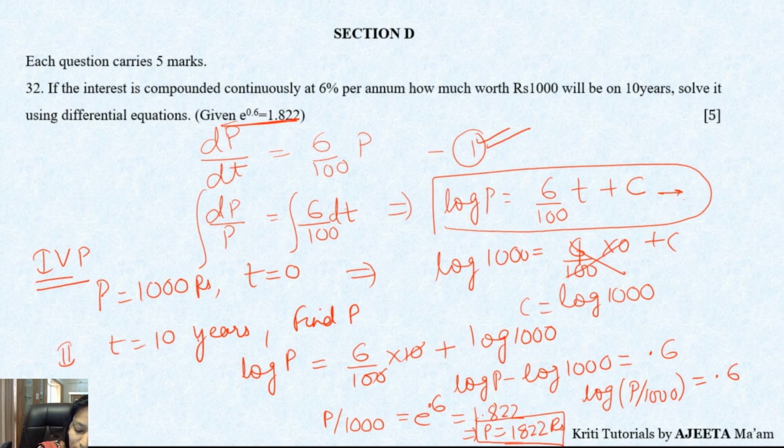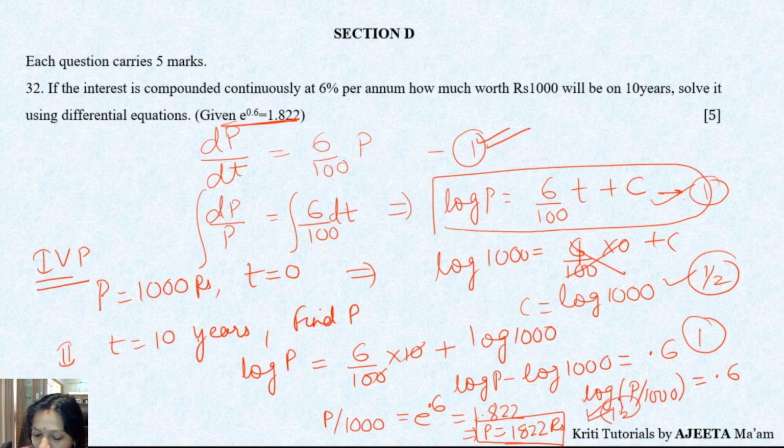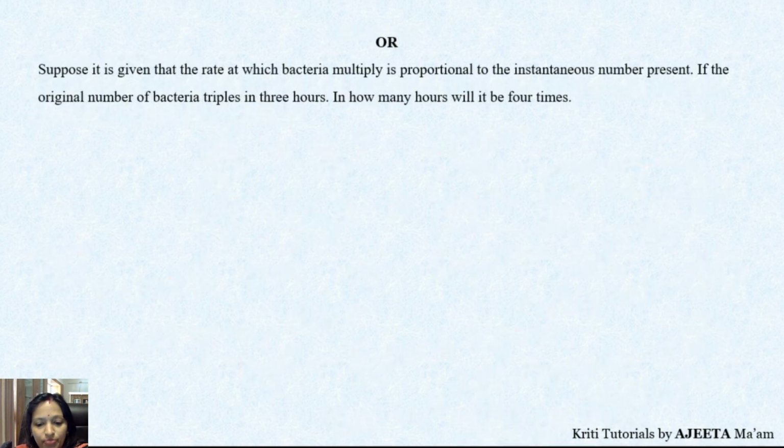As I told you, 1 mark will be for finding this equation, and then half mark will be for finding the C value. Then for the next step you get 1 mark for framing the equation by putting the values, and for the last part after putting the values in, you get again 1.5. Correct? So this is how we divide the 5 marks.